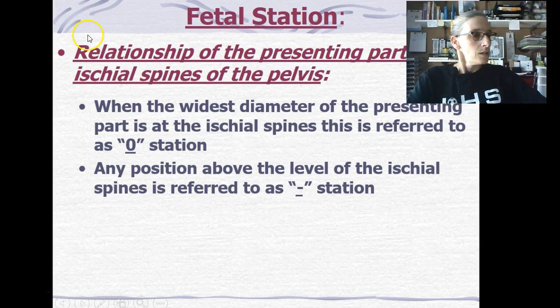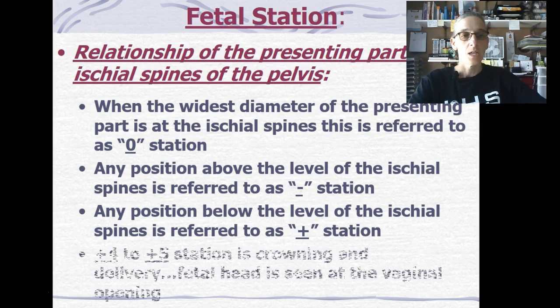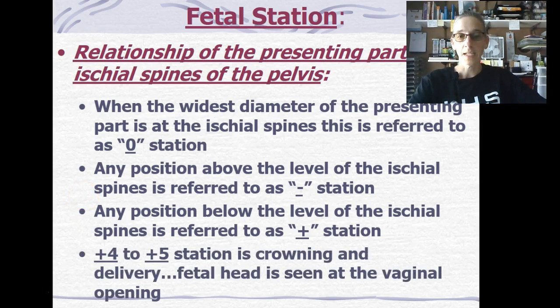Okay? So fetal station, any position above the level of the ischial spines is referred to as a negative station, and any position below the level of the ischial spines is a positive station. So if we have +4 to +5 station, that's crowning and delivery. The fetal head is seen at the vaginal opening.